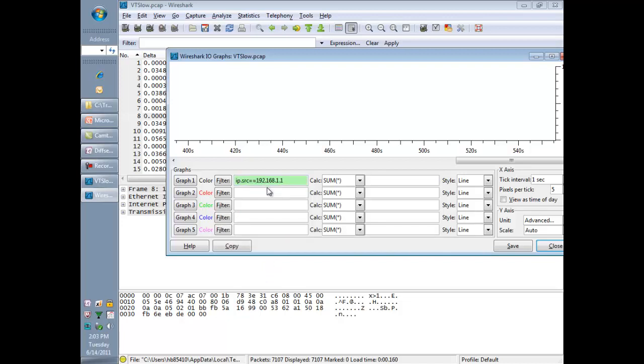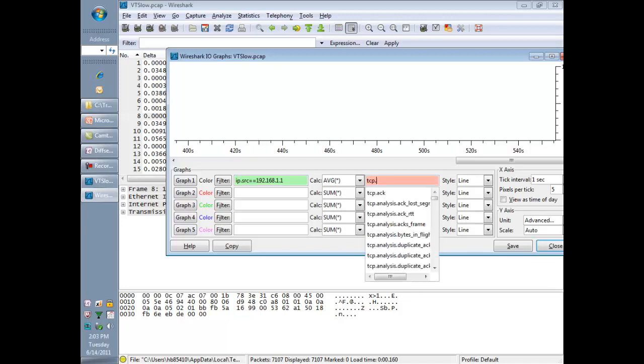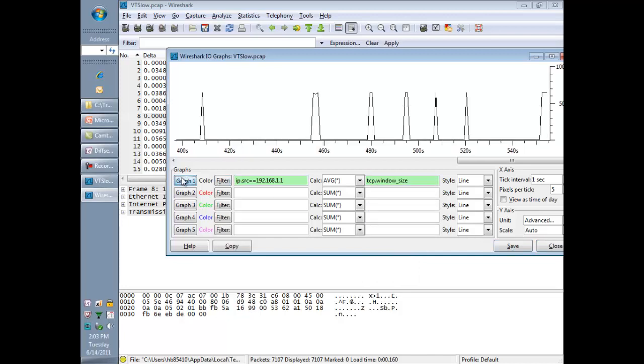I'm looking at only packets sourced from 192.168.1.1. And what am I looking for? What am I interested in? Window size. And I'm going to say graph it. What do we see? Typical jigsaw pattern. Up, down, up, down, up, down, up, down.